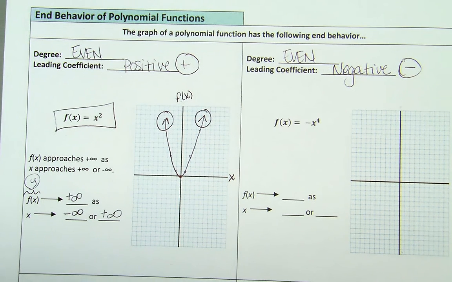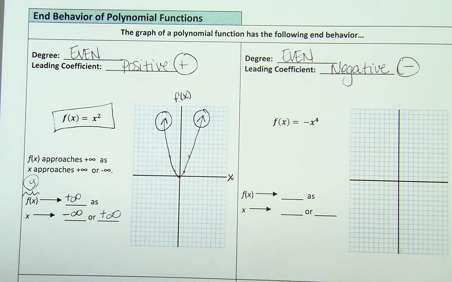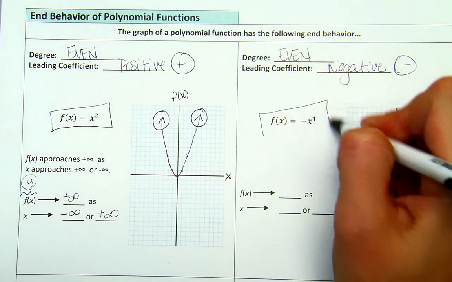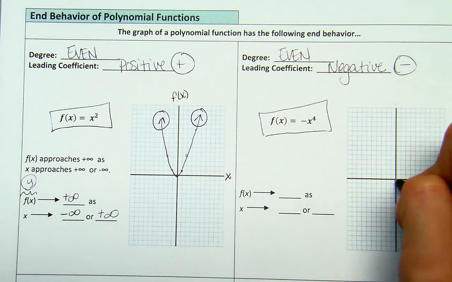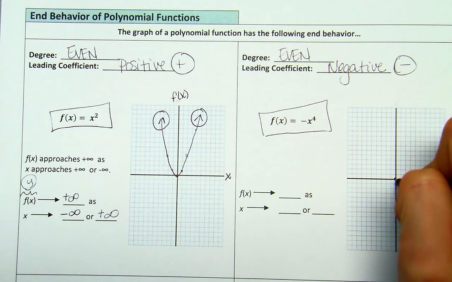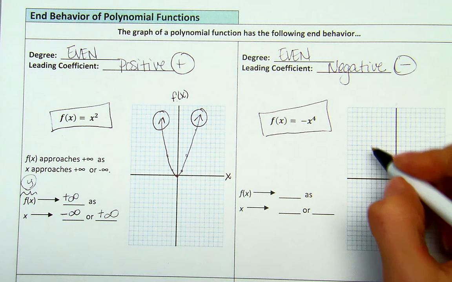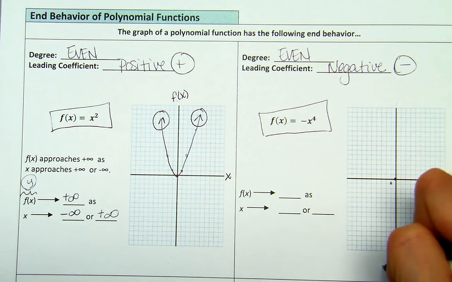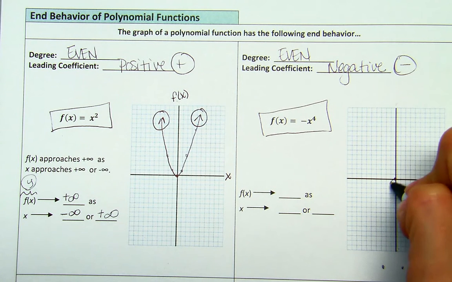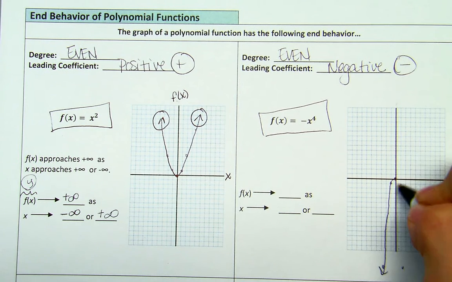Your other scenario is if you have an even degree but your leading coefficient is negative. In this case, say I plot negative x to the 4th power. 1 to the 4th power is 1, 2 to the 4th power is 16, so this is going to be way down here. It's kind of like a parabola, but more squished in this particular case.